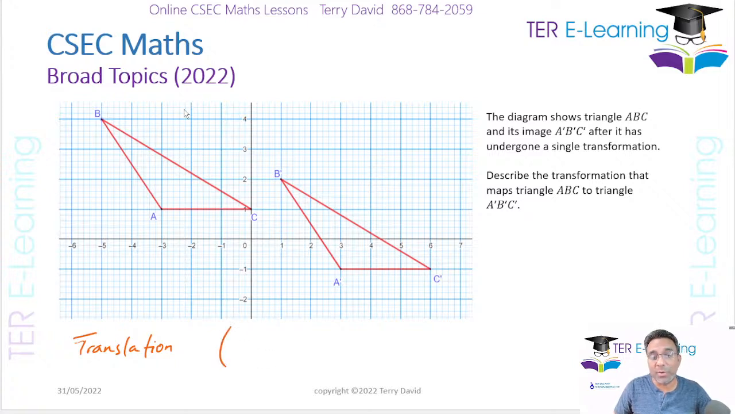Now the vector is found like this. Let's choose any one of the points. Let's say B here. And I want to go to B prime, right? That's my image. Now, you're going to give a vector here, and we must always move in the horizontal direction first. So we're going to go 1, 2, 3, 4, 5, 6. So the first number here is going to be 6. Then we're still trying to get to B prime. You're going to go 1, 2 downwards. Because I'm going downwards, it's going to be -2. So that's my answer. That's your full answer. You have to say it's a translation, and you need to specify what is the translation vector.